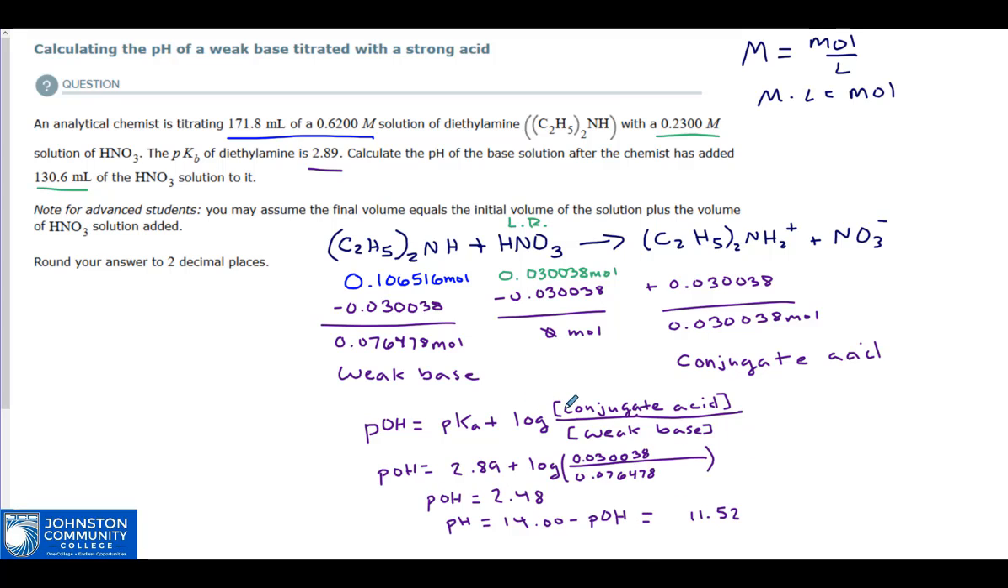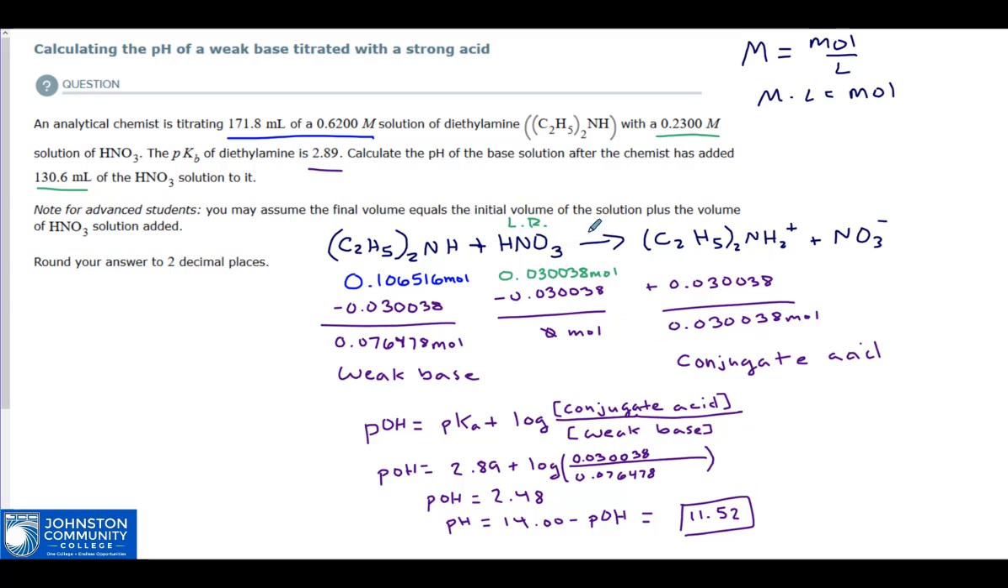So after we plug everything into the Henderson-Hasselbalch equation using the pKa that they provided, we found that it had a pOH of 2.48. The pH then is 14 minus that, which leaves us with a final pH of 11.52.